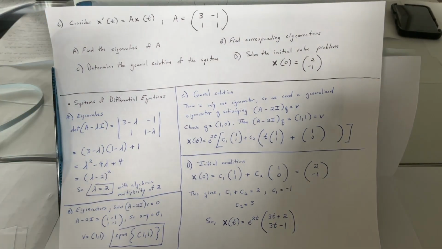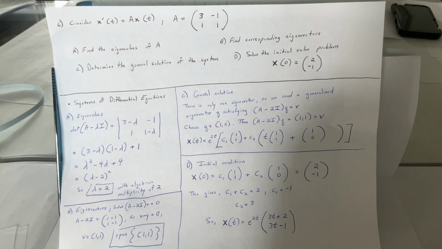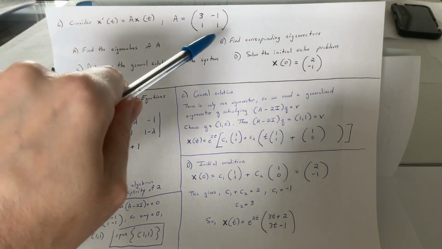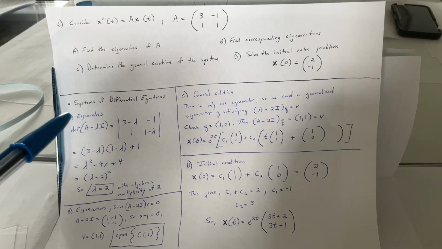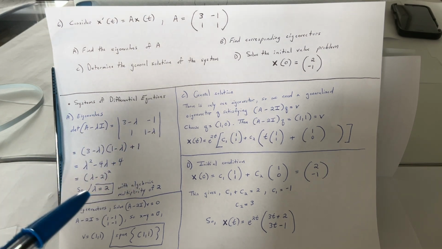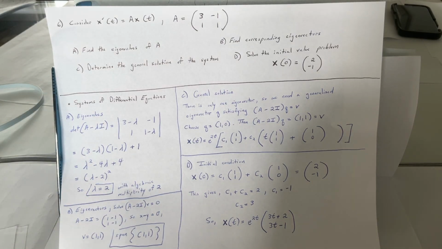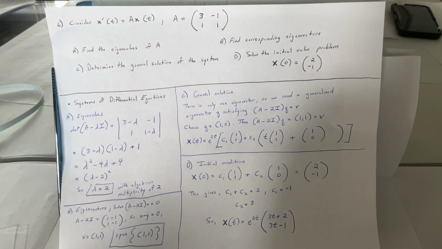Okay, so here consider the following. We have a system of differential equations here. We have x prime of t equals A x of t, and A is given as 3, negative 1, 1, 1 for the respective rows. Part A, find the eigenvalues of A. So for the eigenvalues, get the determinant first, set it up, perform the computation. We wind up with an eigenvalue with algebraic multiplicity of 2, and our lambda equals 2.